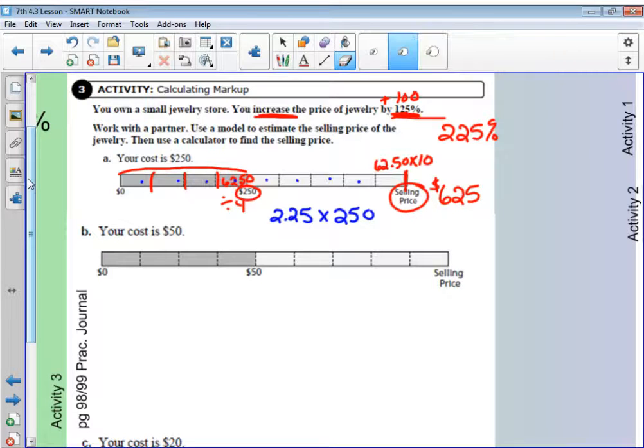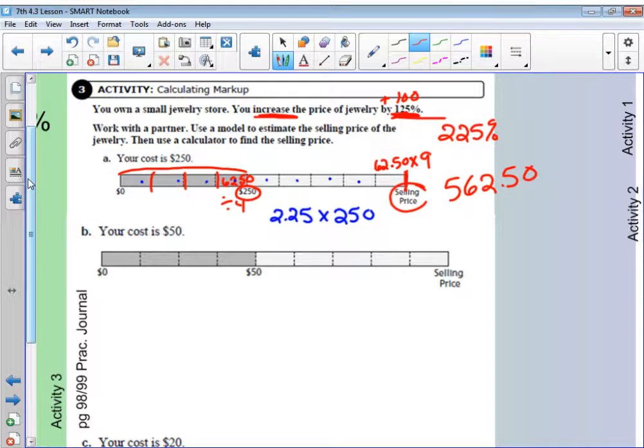1, 2, 3, 4, 5, 6, 7, 8, 9. Aha, I see what I did. What did I do? I just assumed that there were 10 boxes like there were previously, and there weren't. This should have been times 9. Good thing I had another method of checking it. So 62.50 times 9 gives me 562.50, which is what I actually also had set up. Or when I went through and I calculated this one out on my calculator, this is what I was getting. Okay, so that's another method.